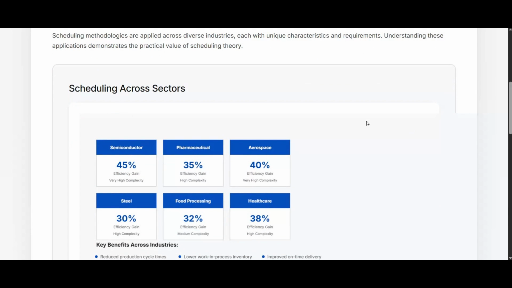Now, let's look at how all this plays out in real industries. AI-based scheduling is not just theoretical, it's already being used in sectors like semiconductor manufacturing, pharmaceuticals, aerospace, steel, food processing, and healthcare. Each of these industries faces unique challenges, but scheduling remains at the core of efficient operations.